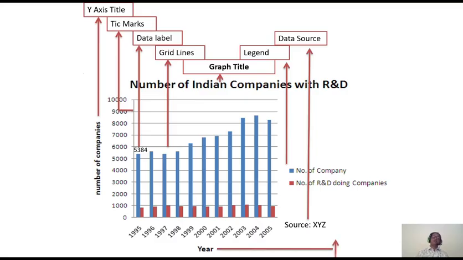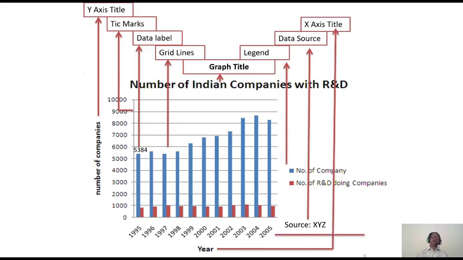Now, lastly, we have the x-axis title. The x-axis title expresses or describes what is represented in the x-axis. And these are called the levels of the x-axis. These are also called scaling figures. So on this side, these are the scaling figures.